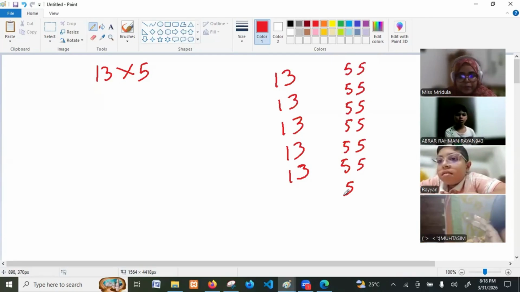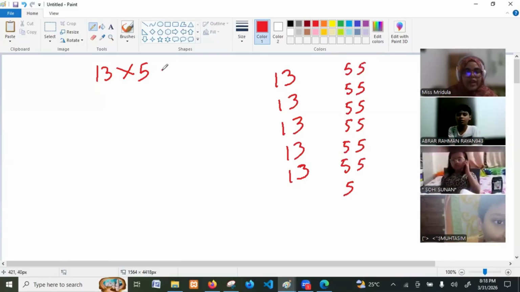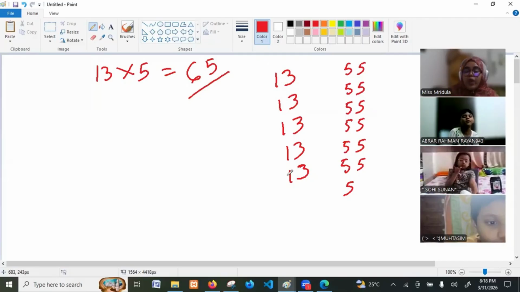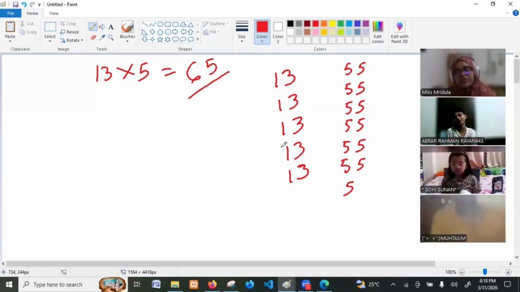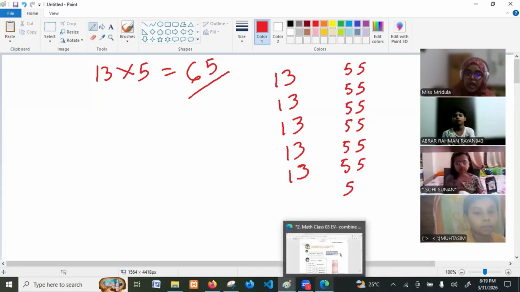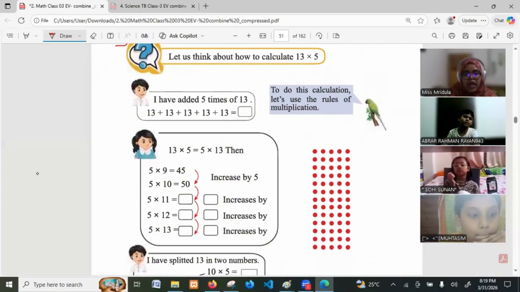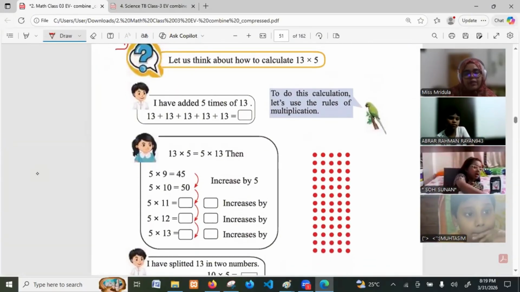So either we are multiplying 13 5 times or we are multiplying 5 13 times, right? Both answers should be 65. Yes, 3 5s are 15. We will have 1, 5 1s are 5, and that one is 6. So 65. Yeah. So whether we do it 13 times 5 or 5 times 13, both ways we will get the same product. That will be 65. Okay, let's see what they have said. I have added 5 times 13.